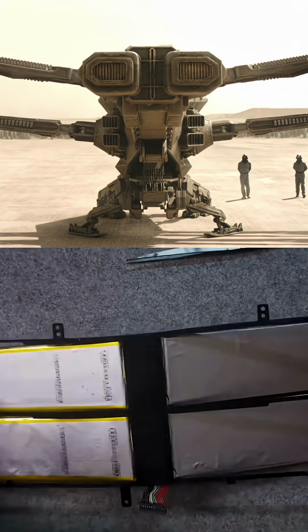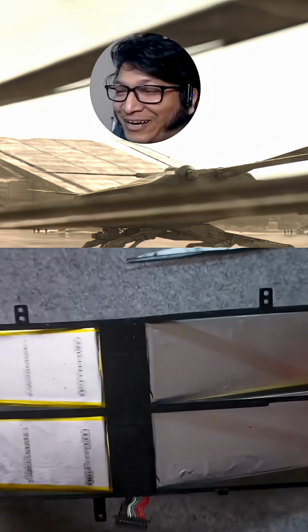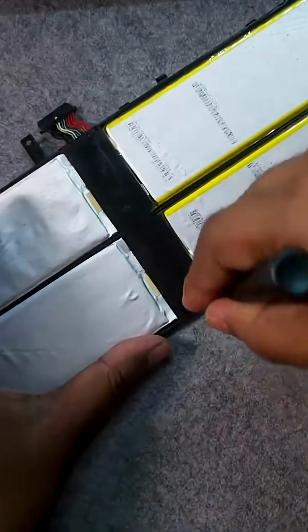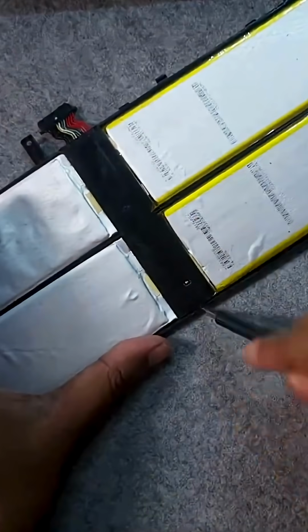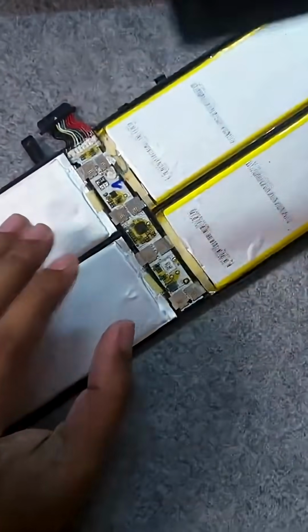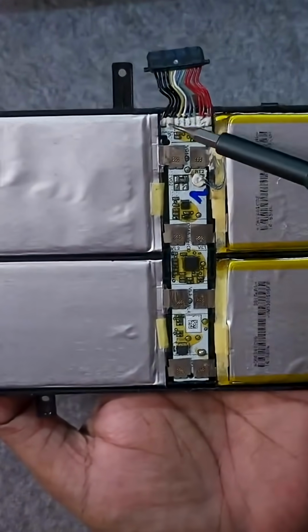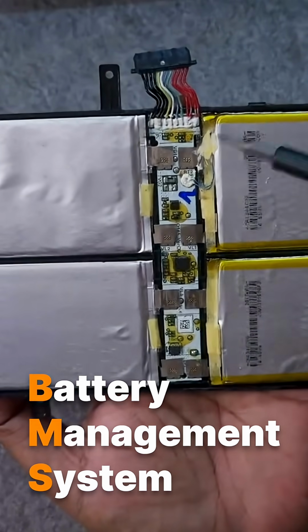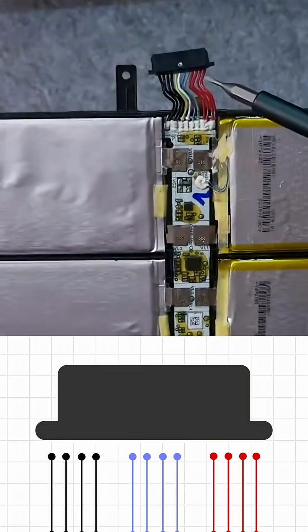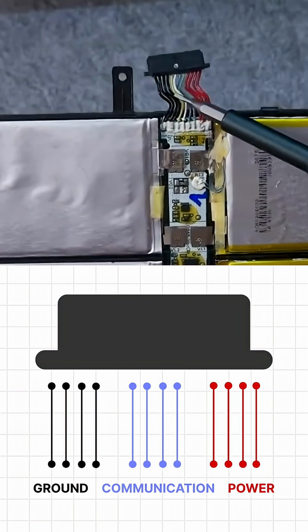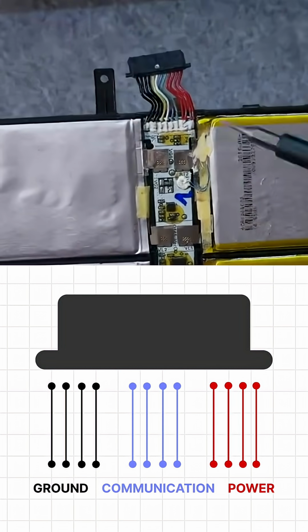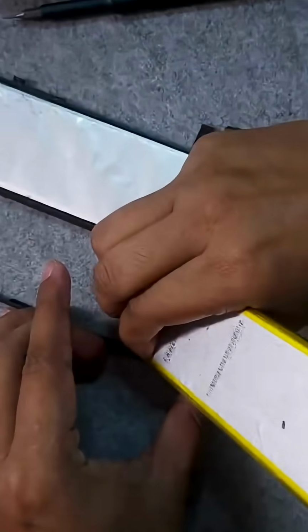Looks like those ornithopters from Dune, the ornithopter wings. What I'm doing is that I'm prying open from one edge. Okay, cool, awesome. This is a PCB, that is battery management system, BMS. This is power, this is ground, this is communication lines, mostly I2C. I think I can pull it out.